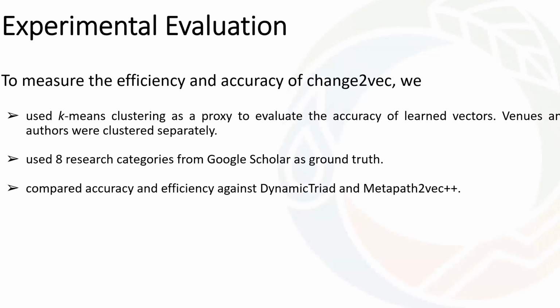So we evaluated the algorithm with two important performance metrics, efficiency and accuracy. We used clustering as a proxy task to evaluate the accuracy of the node embedding vectors. The ground truth information we used was retrieved from Google Scholar, based on 8 different computer science research categories. And we compared with, at that time, the state-of-the-art algorithms, dynamic triad and metapath2vec. The performance metrics we focused on were the embedding vector accuracy and the efficiency, the runtime of the methods.